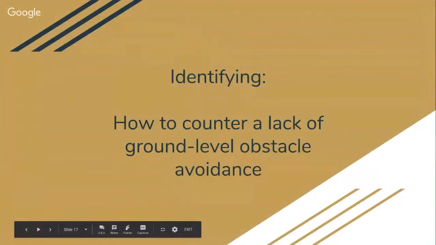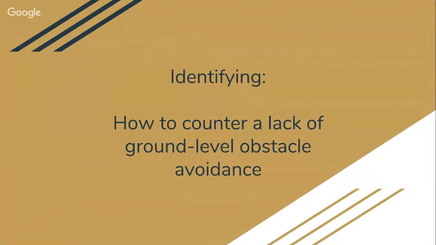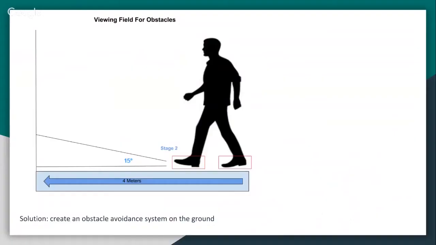How to counter a lack of ground level obstacle avoidance. How do we account for this? Now, what we're going to do is we're going to simply put the same system that we've implemented before on the ground so that we can see objects that are on the ground in front of us.